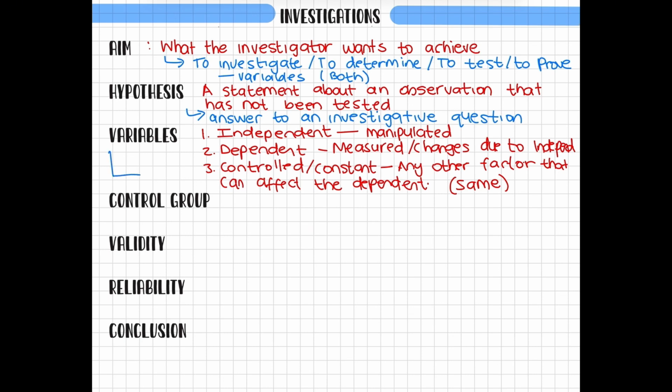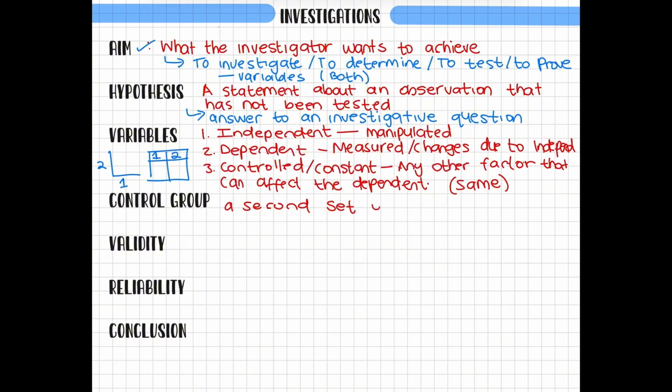So when you draw your graph, your independent variable will go onto the x-axis and the dependent variable will go on the y-axis. Independent is on the first column of a table and the dependent variable is usually on the second column. But remember to find your variables from your aim if it is asked in a question. Now these variables are different from a control group.